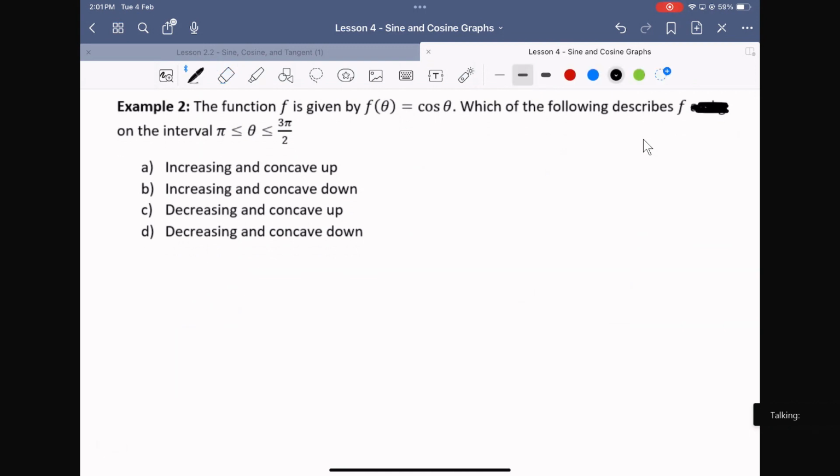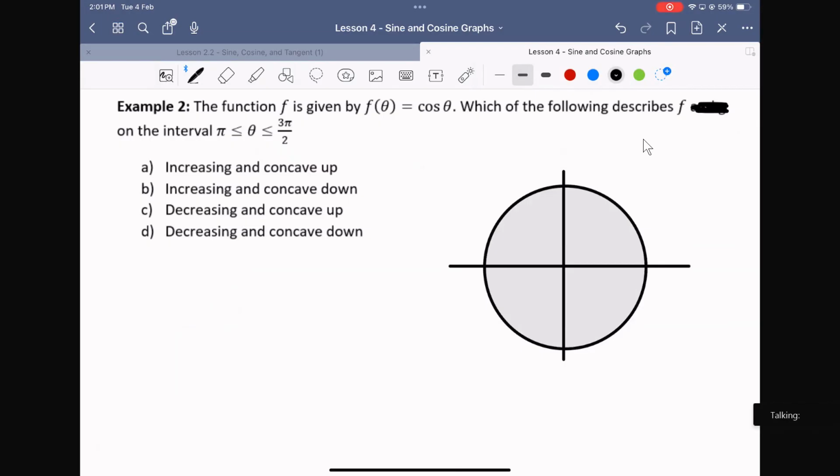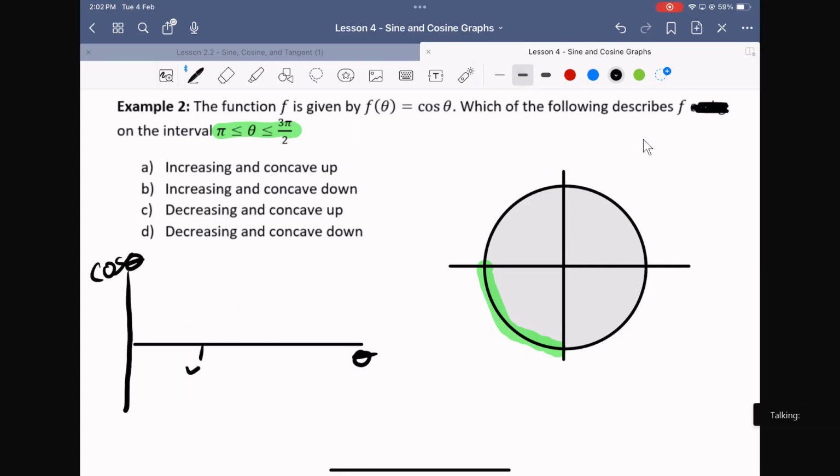So first, I'm going to start off with my unit circle. My unit circle looks like this. Now, firstly, we have theta in this interval. Which quadrant is that? That's this quadrant here, isn't it? Next, I'm going to draw some axes like this. If this is theta, and we're talking about the cosine of theta, we're going to go from pi up until 3 pi over 2.